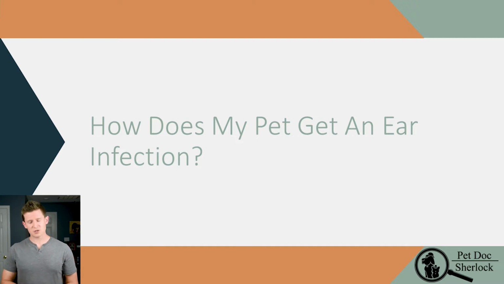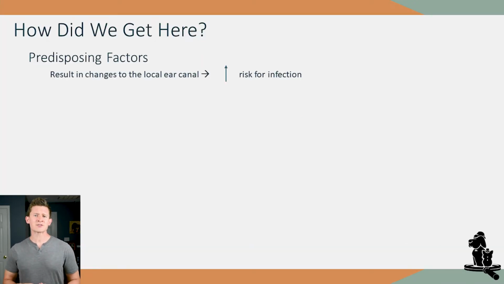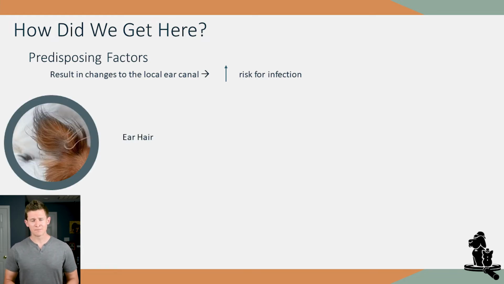Well, first we'll look at predisposing factors. These are factors that increase the risk of your pet getting an ear infection. It doesn't mean they will get one. It doesn't mean they're going to cause one. It just means they're more prone to getting them than other dogs or cats. And the first one is ear hair. This is especially common in your smaller dog breeds like Yorkies, Shih Tzus, Papillons, Cocker Spaniels, lots of dogs that tend to get groomed regularly.